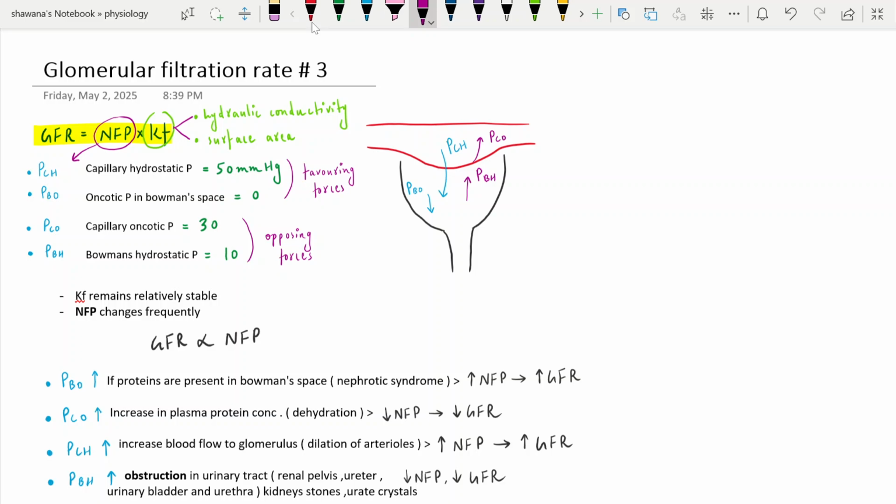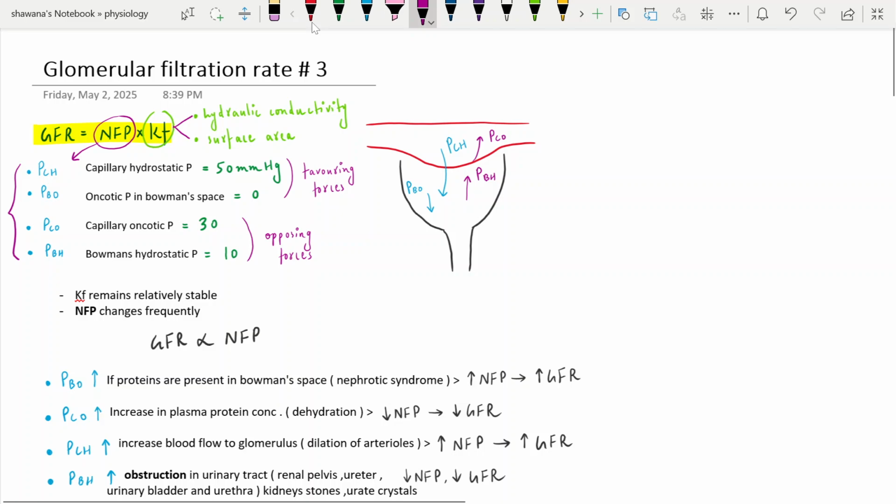Net filtration pressure has four components, or it depends on four things. First is the capillary hydrostatic pressure. The second is the oncotic pressure in the Bowman space, which means the protein present in the Bowman space. Third is the capillary oncotic pressure, the protein present inside the blood capillaries. And the fourth is the Bowman's hydrostatic pressure.